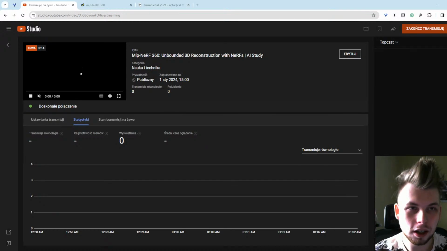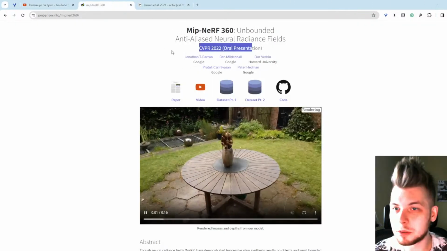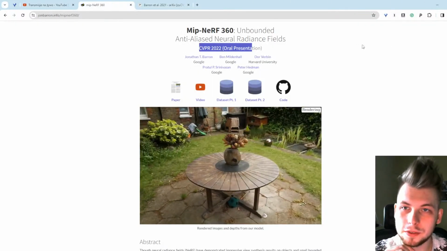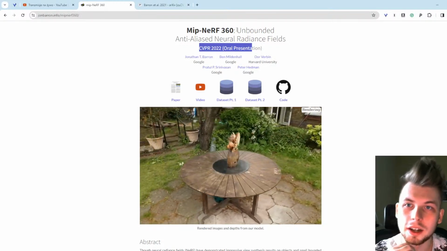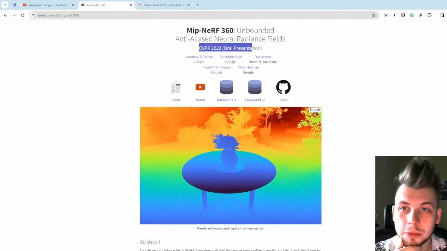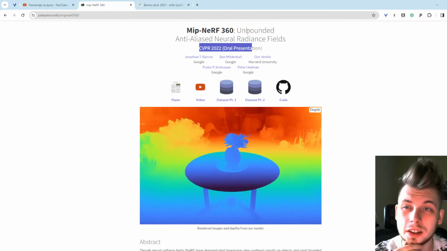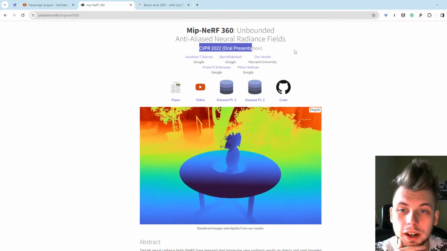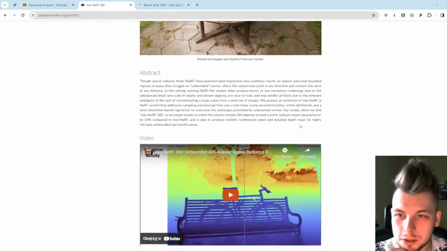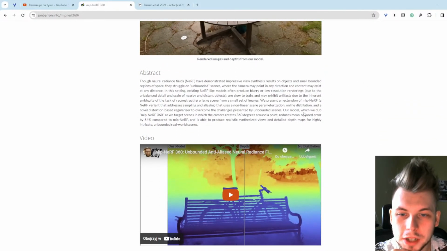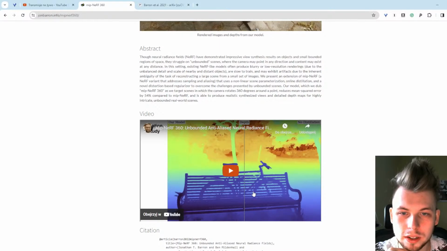Okay, so today we will be talking about Mip-NeRF. Mip-NeRF 360 is an extension to the original Mip-NeRF paper. It came out about 9 months later compared to the first Mip-NeRF. And this method is basically taking whatever worked for Mip-NeRF and turning it into an unbounded scene representation.